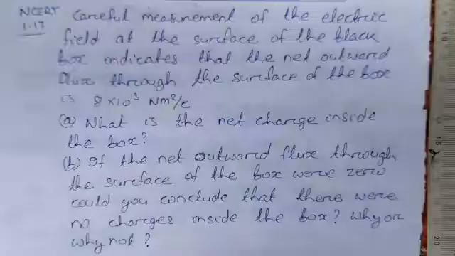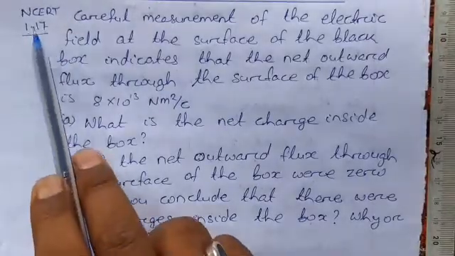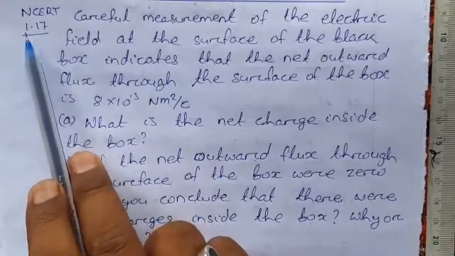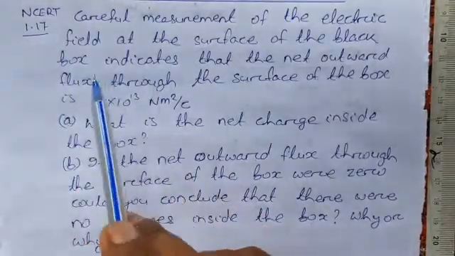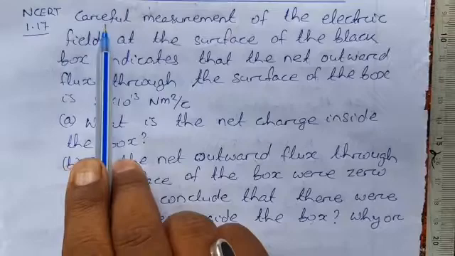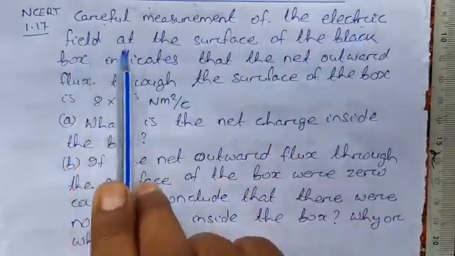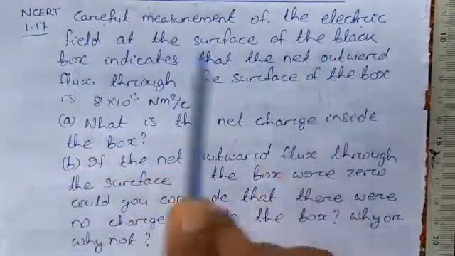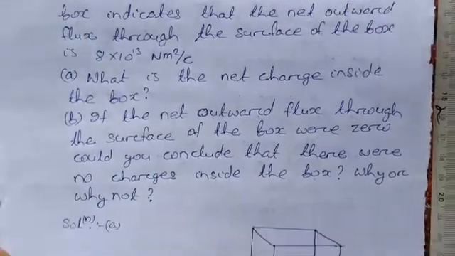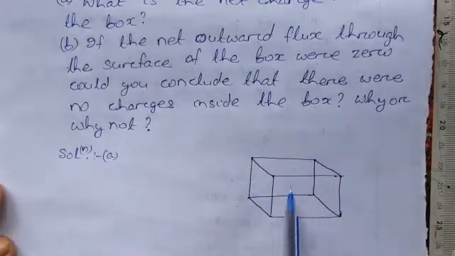Okay. So NCERT 1.7 exercise number 1.17. So this is the question. Careful measurement of the electric field at the surface of the black box. I have taken a black box. This is a black box.